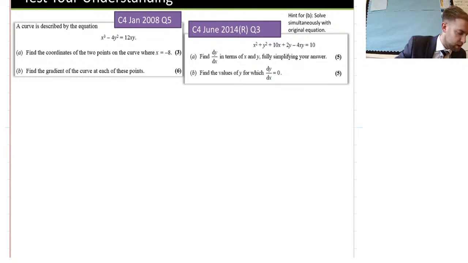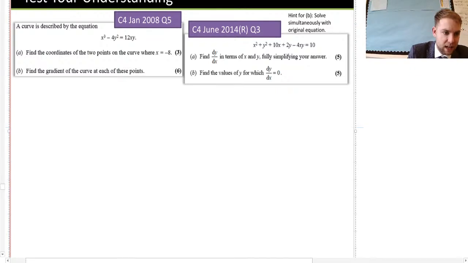So let's start having a go at these questions then. So the first part here says, so this is a past paper question. It came from C4, which is the old, kind of like, the advanced, trickier maths. So here it says, find the coordinates of the 2 points where x is equal to -8. So the first thing I've got to do is sub in when x is equal to -8 and find out what the 2 coordinates of y are.